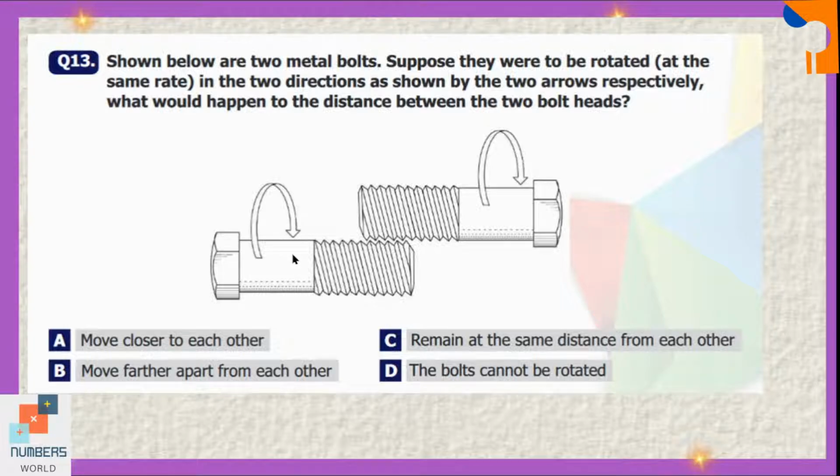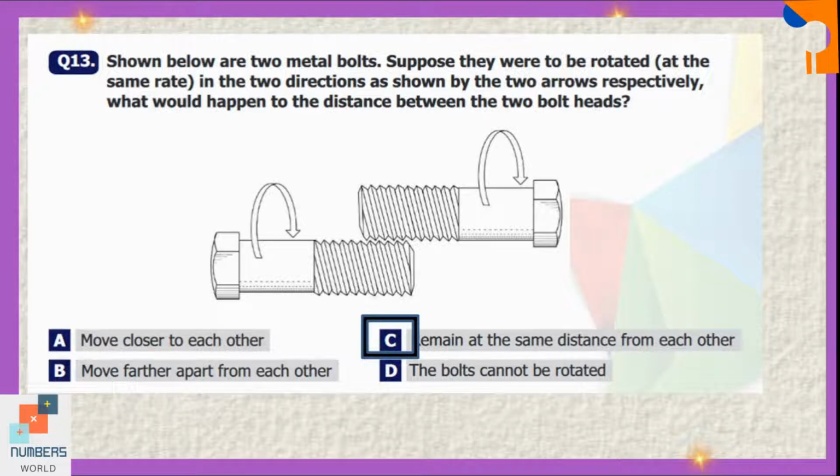To come closer to each other or farther apart from each other, they need to rotate in the opposite direction, which is not happening over here. So option A is not the appropriate one. Option B is move farther apart from each other. No, it's also not correct. Option C is remain at the same distance from each other. Yes, this is our answer because due to the same direction, they will remain at the same distance.